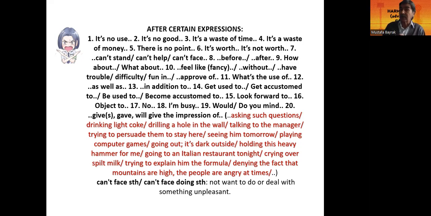Look forward to doing something. I look forward to making a video about conjunctions, the 7 group conjunctions: a group, and group, but group, so group, or group, the conjunctions, or so that group conjunctions, because group conjunctions. Okay, I am looking forward, or I look forward is also possible. I look forward to making videos about those conjunctions. Object to doing something, no complaining, for example, I am busy, would, do you mind? Yes, etc., etc.